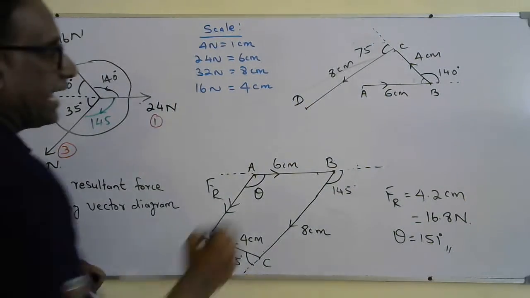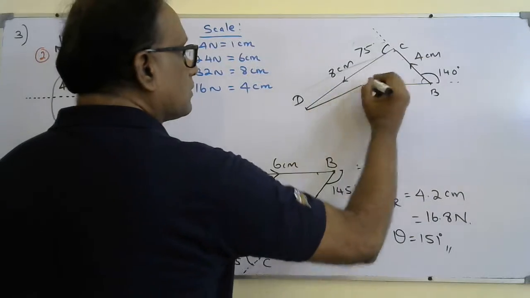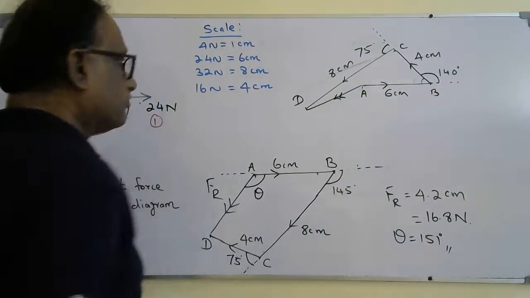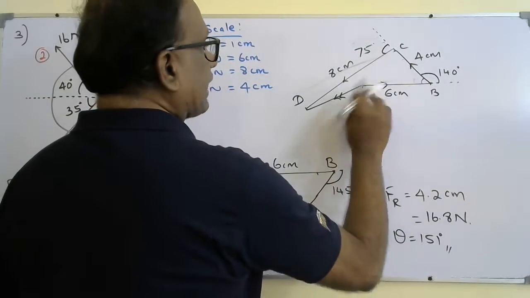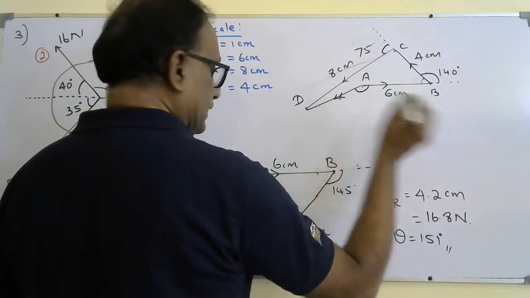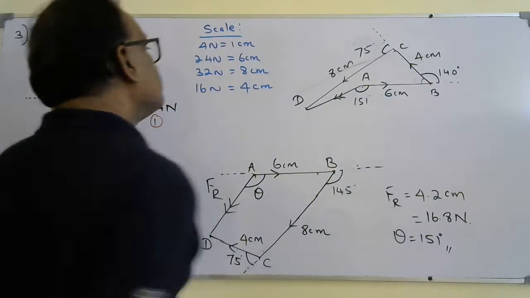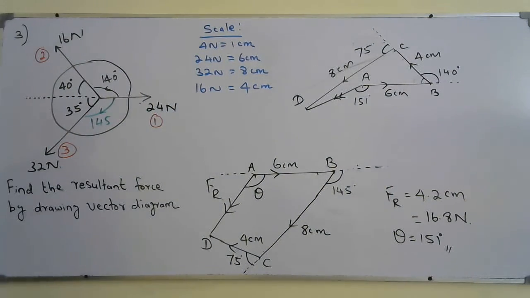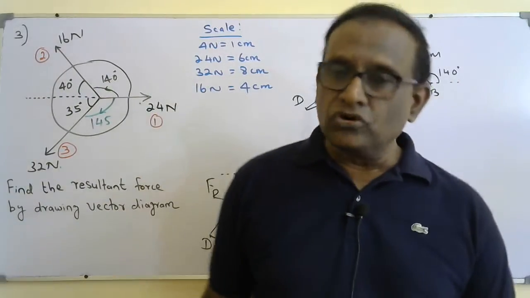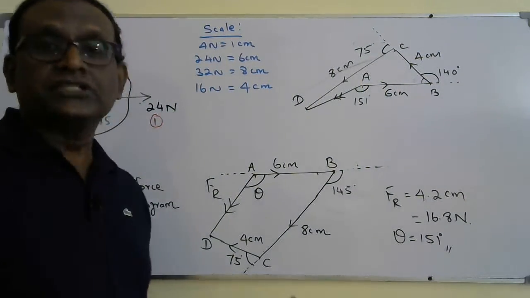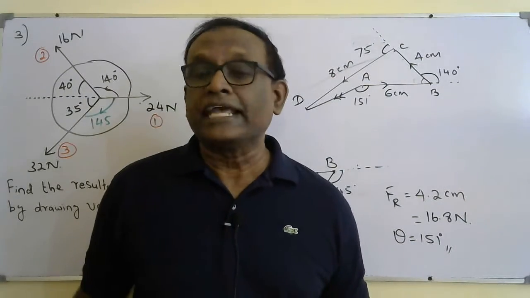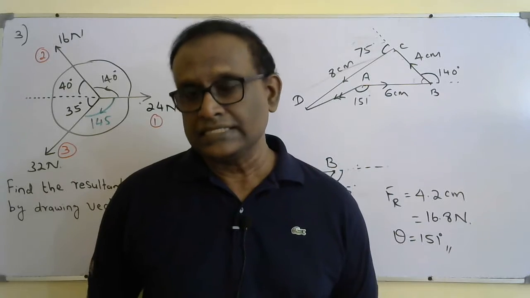Now connect A and D, these two. That will be the resultant force. So you can see the orientation, you will get exactly the same. If you measure and draw, you will get exactly the same orientation. Here also you can measure this angle. You will get 151 degrees here. The shape will be different, but the final answer and the alignment of the resultant force will be the same. Okay, so this is the way we can find the resultant force by drawing vector diagrams based on the vector addition rule. This is one of the methods to find the resultant force.